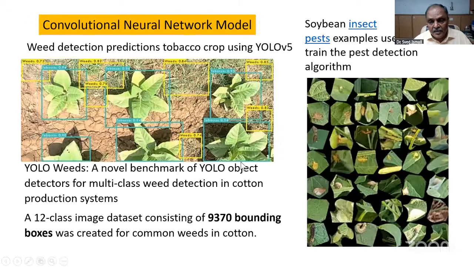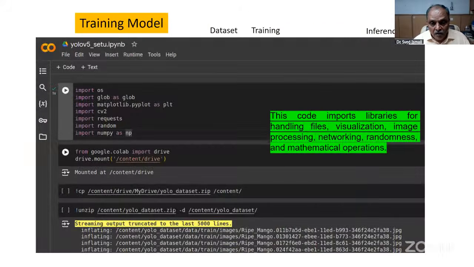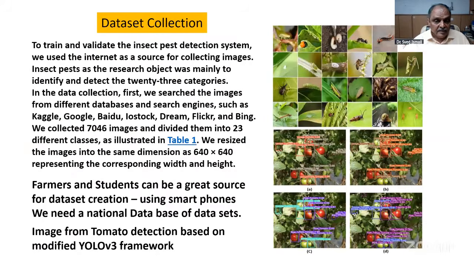Now, this is a conventional neural network model. This is for tobacco crab. See, the model name is YOLO V5. Somebody will explain it to you soon. For the soybean pest insects, you see, they have taken 9,370 boxes. This is called annotation. You take a photograph and tell what this is. Then only your statistical model will take it. You have to do this annotation. This is the most tedious job, which we call a dataset.